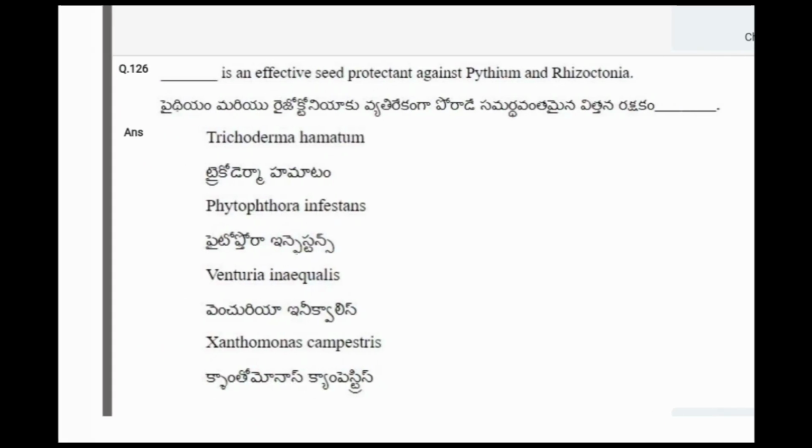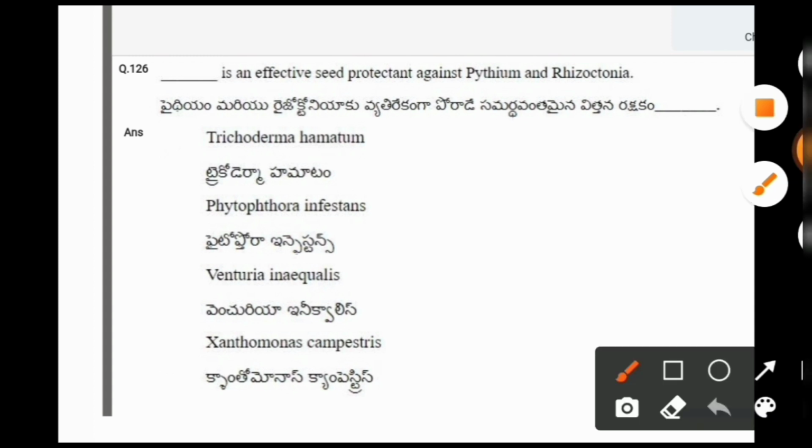Next question. Dash is an effective seed protectant against Pythium and Rhizoctonia. So the options are Trichoderma harzianum, Phytophthora infestans, Venturia inaequalis, Xanthomonas campestris. The correct option is the first one, that is Trichoderma harzianum.